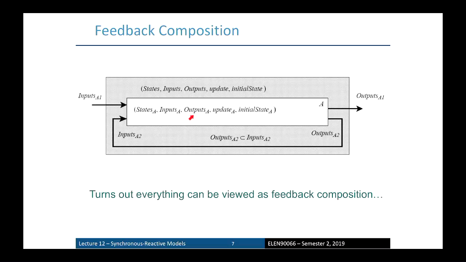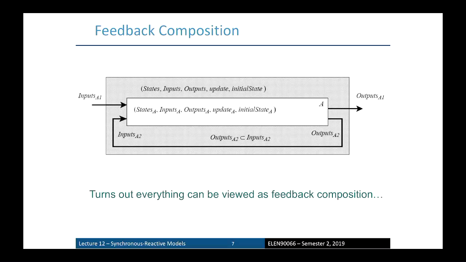Okay, so think about this machine here. It's got all of its states, inputs, outputs, the update function, and an initial state. In order for it to react, we need to know its inputs. And in order to determine its outputs, we need to know the state it's in and its inputs. But we've got a problem. We need to know the inputs in order to determine the outputs, but we need to know the outputs because the outputs are the inputs, or a subset of them anyway. So we've got a problem.